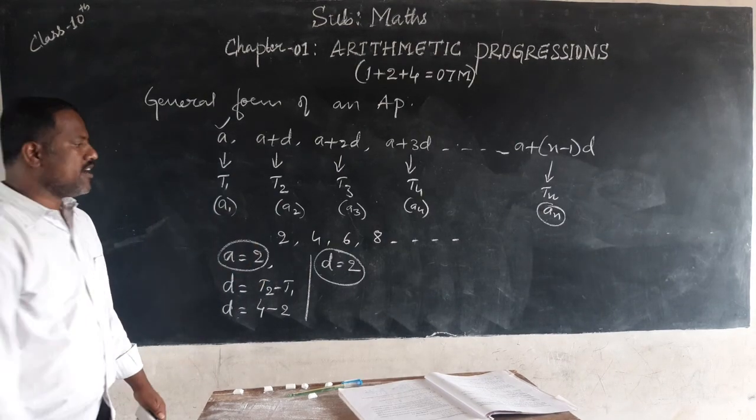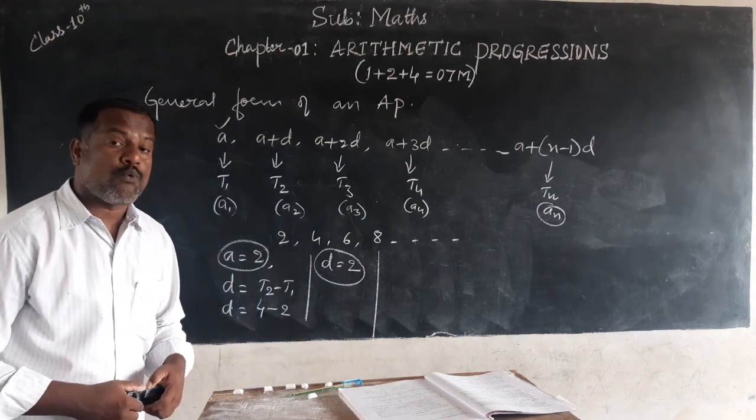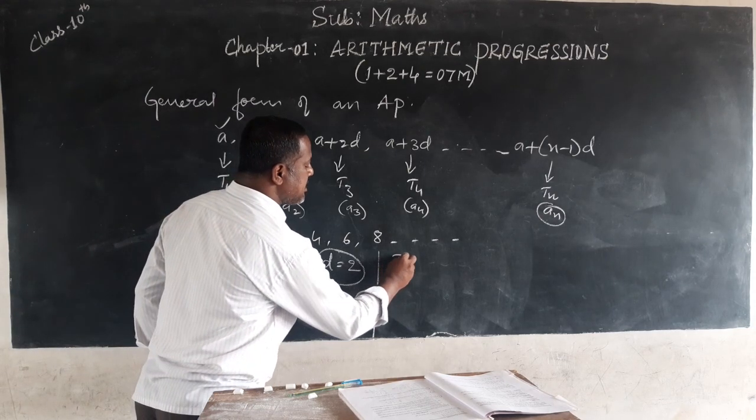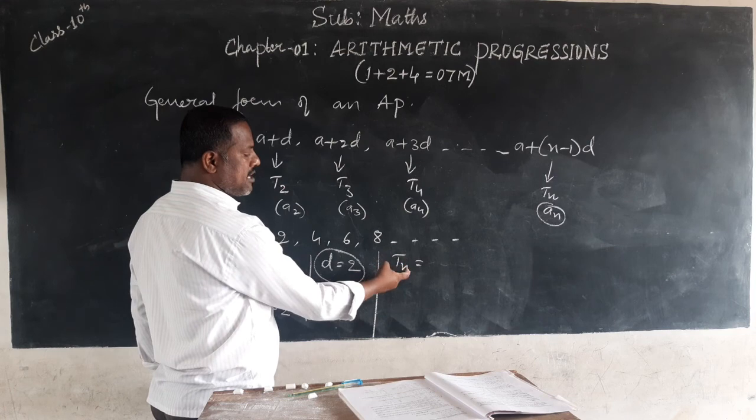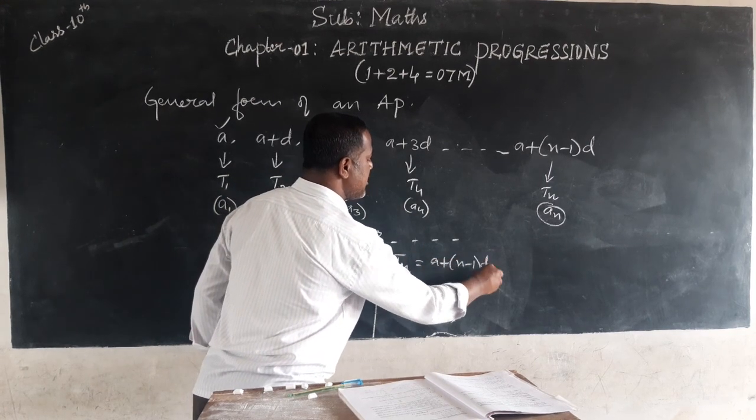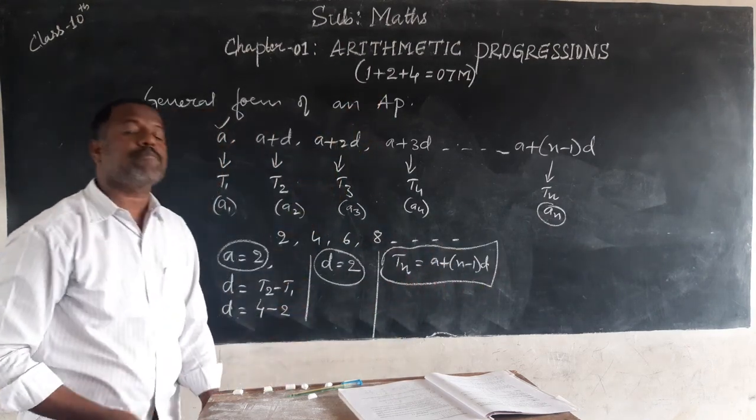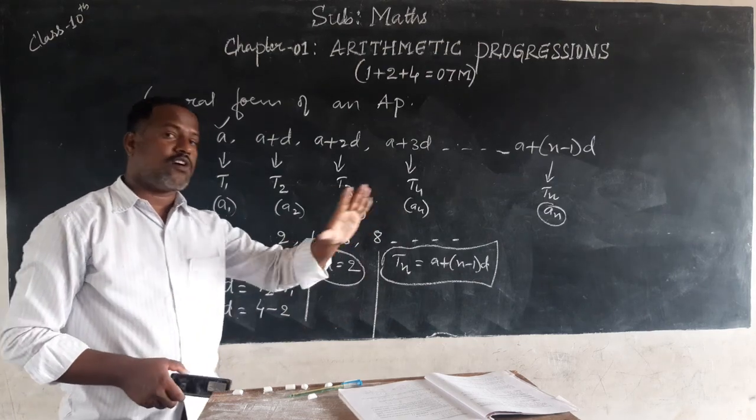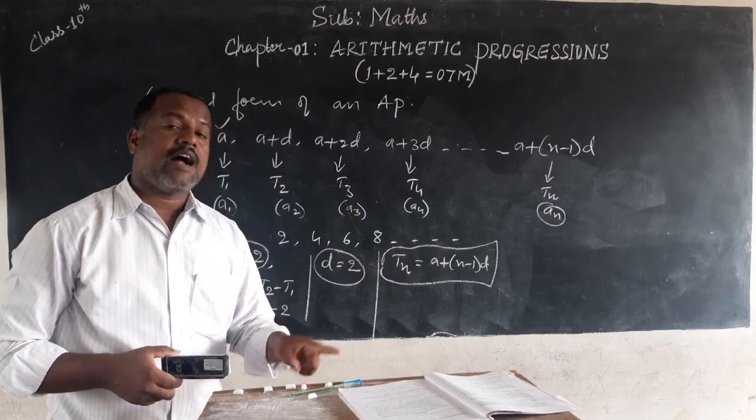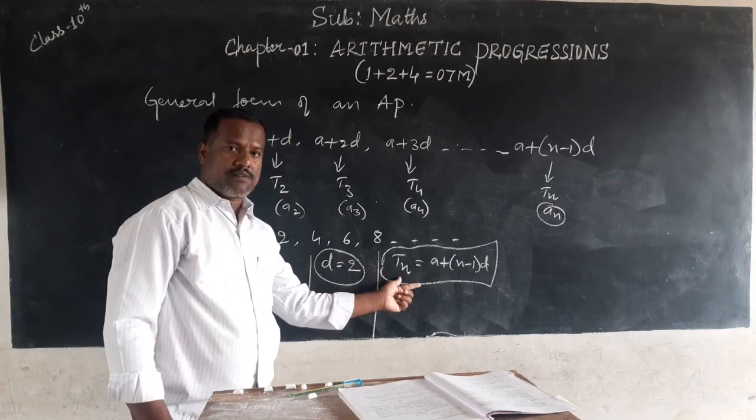Understand, children? Now, suppose they ask us to find the nth term. We have a formula for the nth term, that is Tn. The nth term formula is a plus (n minus 1) into d. This is a very important formula. You have to keep it in your mind always. Not only this year, it also comes in first PUC, second PUC, and even in degree. Understand, children? You have to keep this formula.